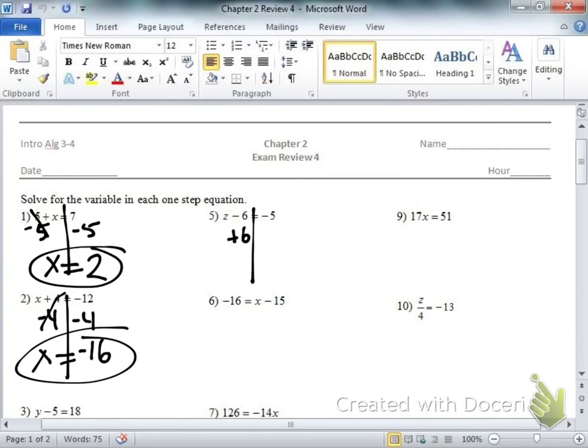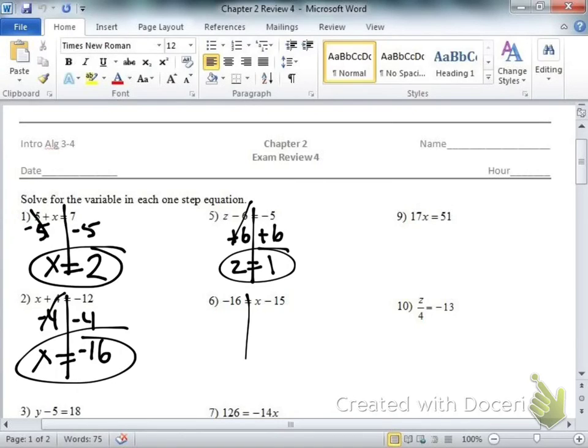Jump up to number 5, I have to undo subtracting 6. The opposite of subtracting is adding, so I'm going to add 6 to both sides. That gives me z equals negative 5 plus 6. The signs are different, so I subtract the numbers, keep the sign of the larger number. So it's going to be a positive 1.